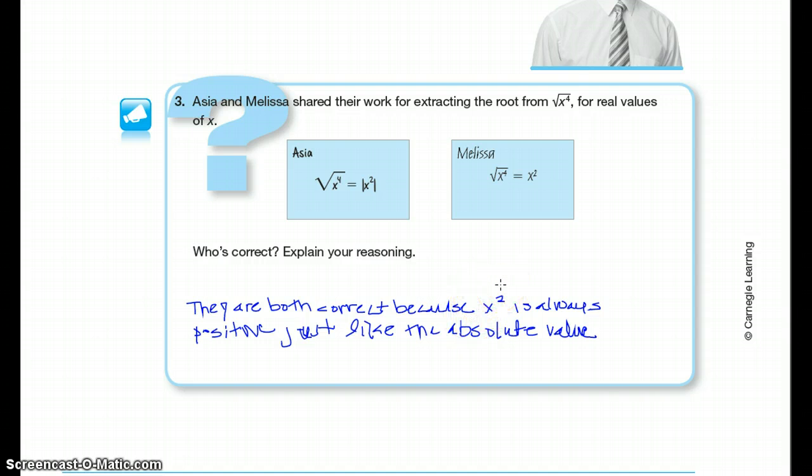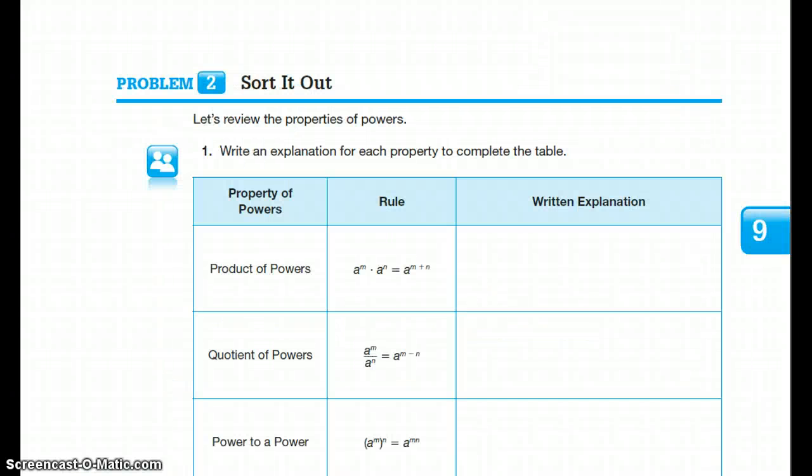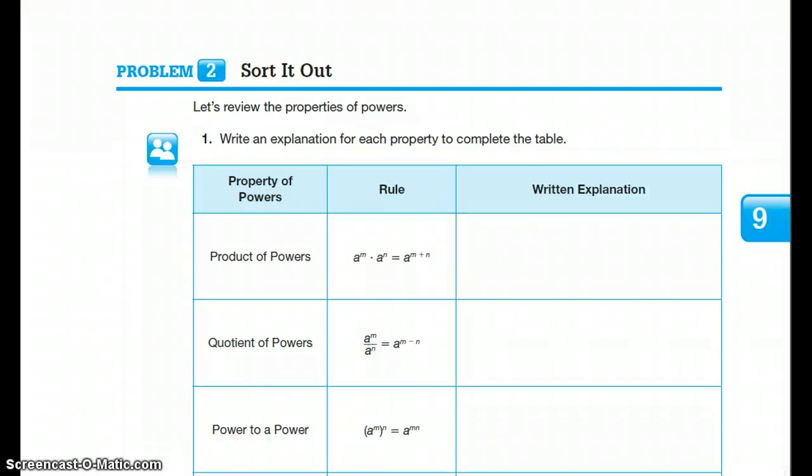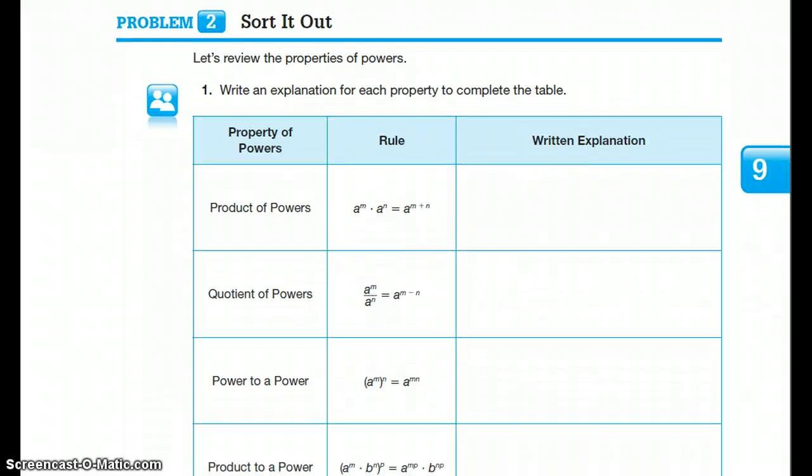So that's just the brief intro to section 9.4. What I'd like you to do next is look on the next page at problem number 2. In problem number 2, it's asking you to go through and review all of your exponent rules that you've learned in previous math classes. And they show you the property, they show you the rule, and then you just need to describe what you do, a specifically written explanation for each of these properties in the table.